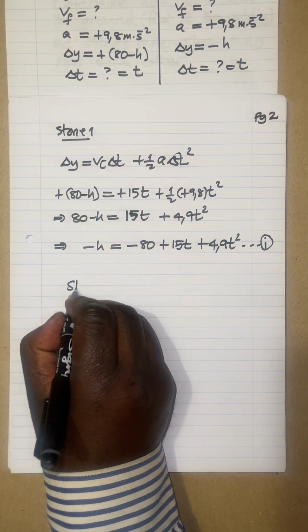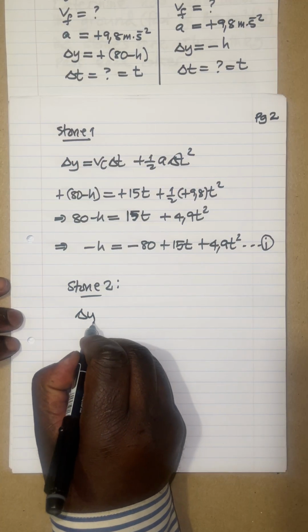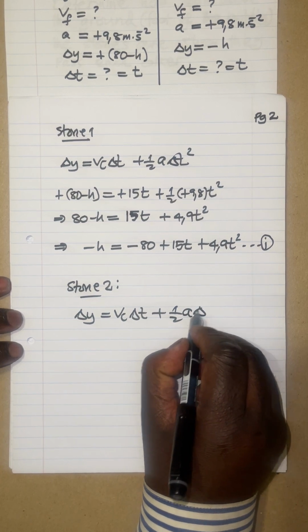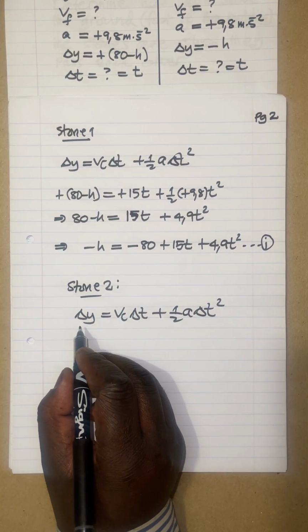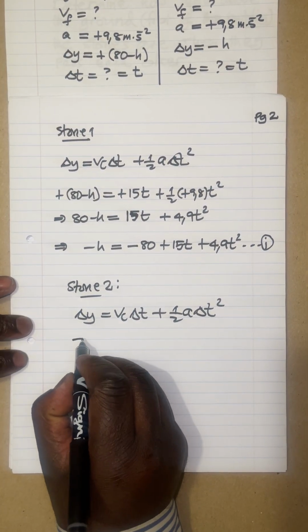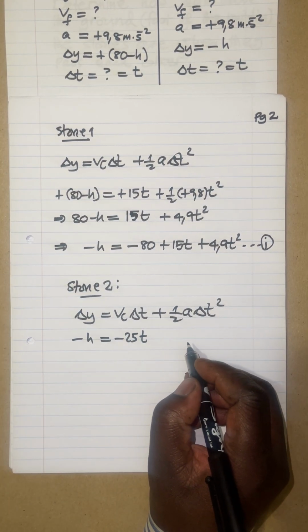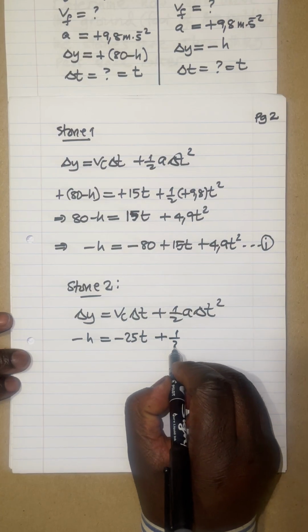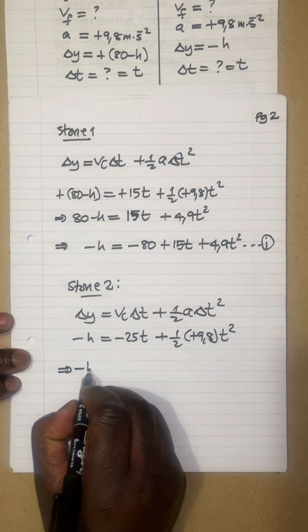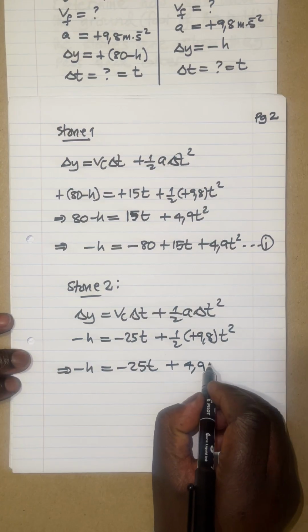Stone 2, again, we're talking about displacement. So delta y is equal to the initial velocity times delta t plus half a delta t squared. Do we know delta y? Well, for stone 2, delta y is minus h there. So that's minus h is equal to the initial velocity, which is minus 25, and then we have small letter t there, plus half positive 9,8 t squared. Simplifying this, we get minus h equals minus 25t plus 4,9 t squared.